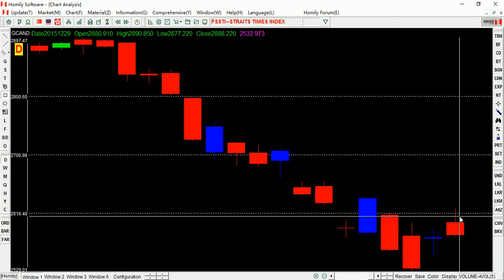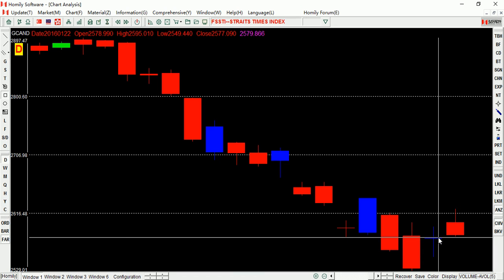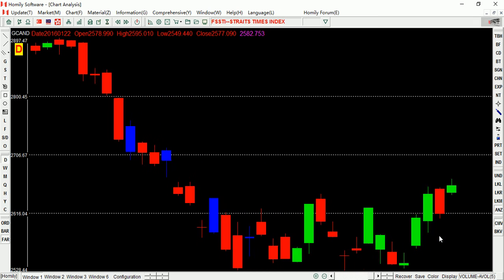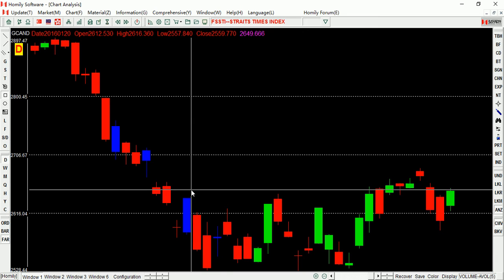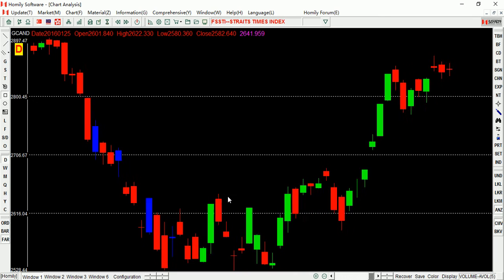So we should judge here. The close price is here, higher or not? Higher, then you can do some short-term rebound. Okay, so here is not a good buy point. Here you cannot, here we can buy. Okay, then we can do some short-term rebound.